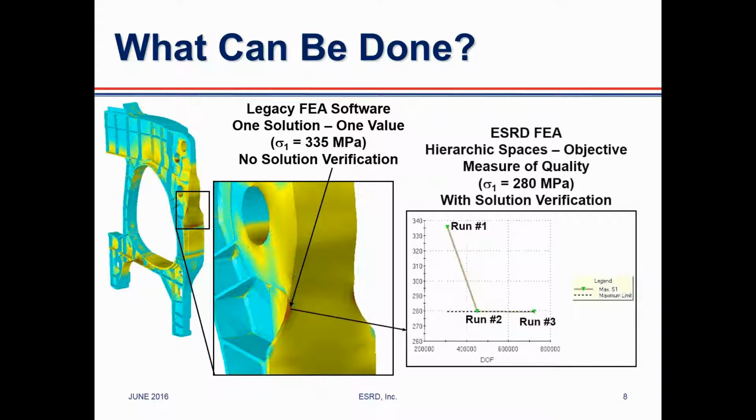With the ESRD FEA technology, we will utilize the same mesh that the analyst designed, use hierarchic finite element spaces to produce a sequence of solutions, and then as a result of that, we will have a measure of the quality, which is provided by the convergence information when the number of degrees of freedom is increased by using these hierarchic spaces. One of the things to note in this particular example is that the single solution produces a result which is 20% higher than the actual converged result.